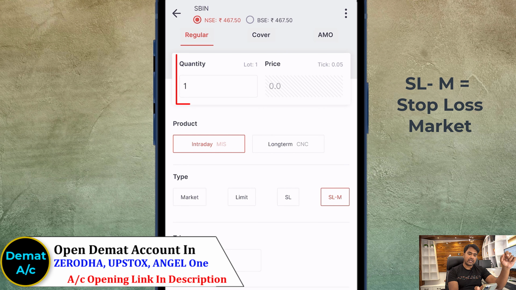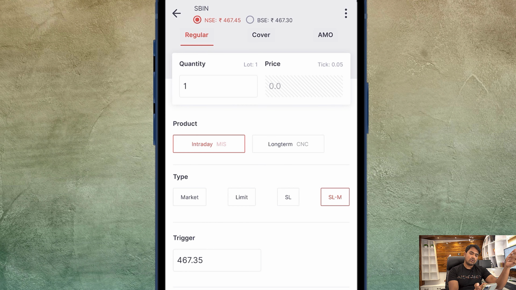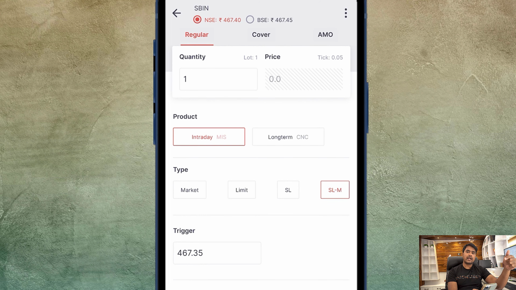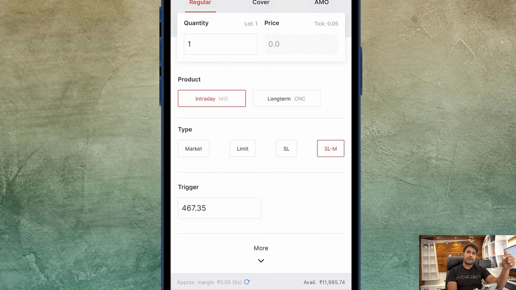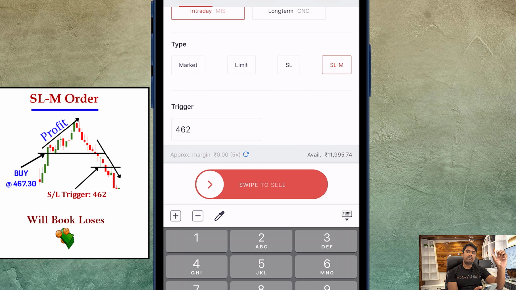First of all, you have to check your quantity. How much quantity would you like to put here? I bought one quantity, that's why I have to square off one quantity. So I have put one quantity over here, product type intraday and SLM. SLM is stop loss market. If you select SLM, then just put the trigger price, like our trigger price is 462. If the market touches this price, then we will book losses and exit from the position.